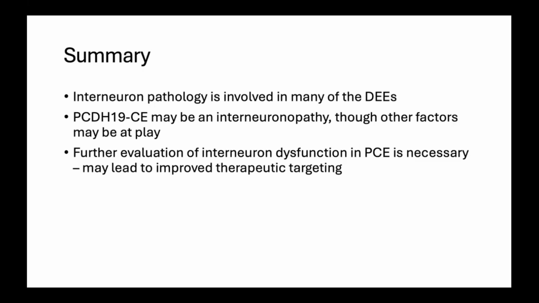So, sorry, my talk's a little bit short, which is great. But in summary, the interneuron pathology is involved in many of the DEEs, and PCDH19 clustering epilepsy may actually be one of them as well. But there's a lot of other factors at play, and there's probably multiple roles of this gene. And I think it takes a village of us to try and figure out exactly what's going on and how we can best target it. But I would like to make a plug that further evaluation of this interneuron dysfunction can actually help lead to improved therapeutic targeting because there are so many DEEs that really involve some abnormalities in interneurons.